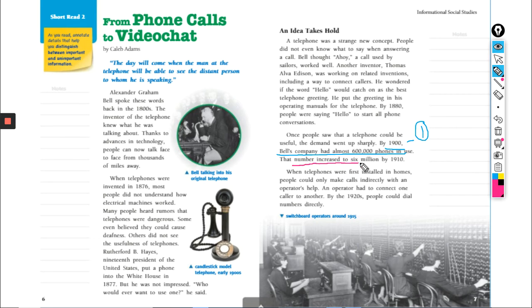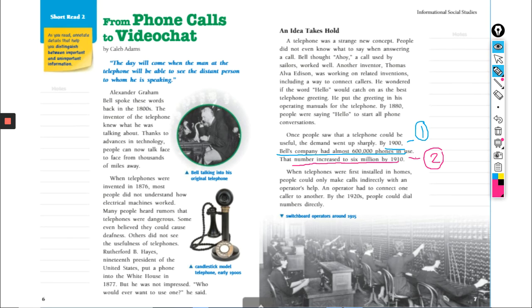The number increased to 6 million by 1910. Wow. So we have step 1, only 600,000 phones were in use. And then look, step 2 here, 6 million were being used. All right, let's see if we have another sequential step.